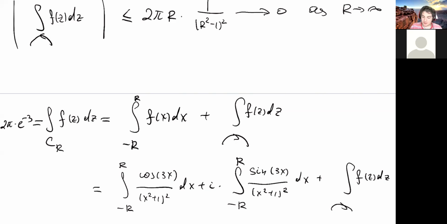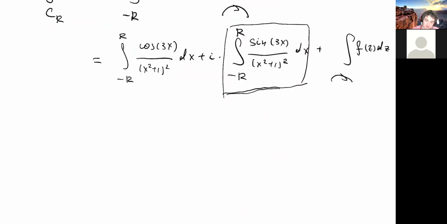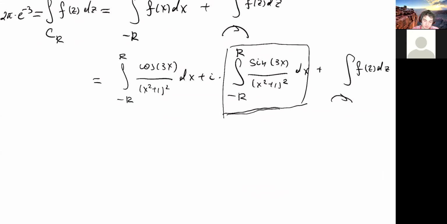Now, here's an exercise for all of you. In fact, I don't really need it, but this second integral is always equal to 0. That's because sine of x is an odd function, and the denominator is an even function. So we're integrating an odd function from minus r to r, and we must get 0. But I don't need it, because I'll first pass to the limit. So let's take the limit as r goes to infinity.